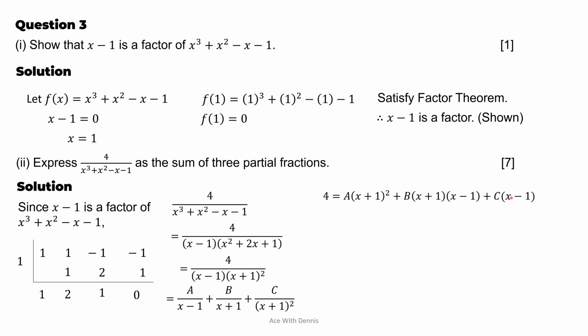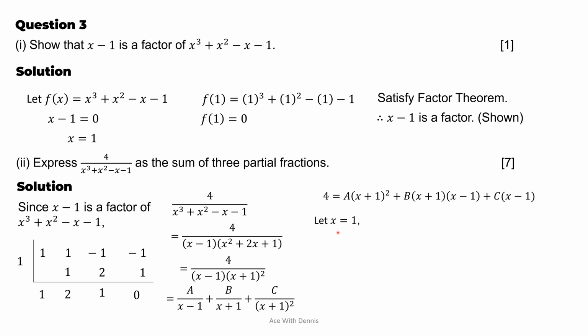Basically, this is how we get this expression, by combining these three fractions together again. A will have to multiply with x plus 1 squared because the denominator for A is only x minus 1. For B, it has to multiply with x minus 1 and x plus 1 because it only has 1 unit of x plus 1. For C, it doesn't have x minus 1, so it has to multiply with x minus 1. The next step is we can start to find the values of A, B, and C.